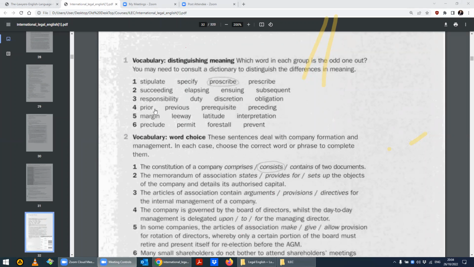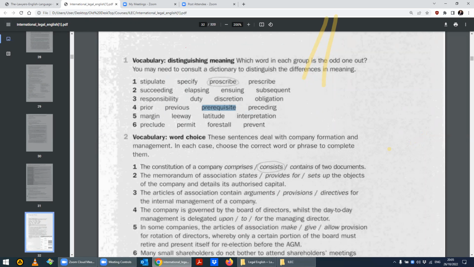Right, prior means before. Prerequisite means something must happen before something else happens in the contract. For example, you employ me to build a house for you. We sign the contract, but the contract says I only have to start building once you have obtained the planning permission. So it's a prerequisite that you obtain the planning permission before I start building. So prerequisite and prior to me building means before I build, you have to obtain the planning permission.